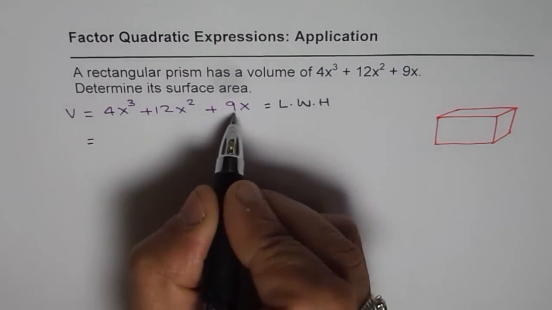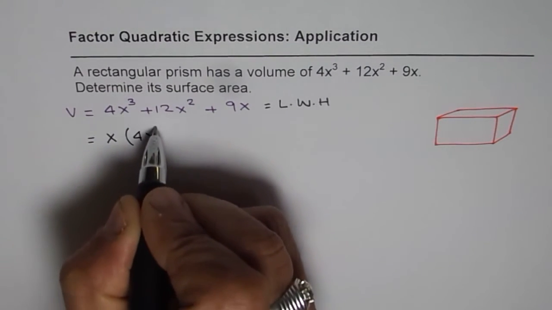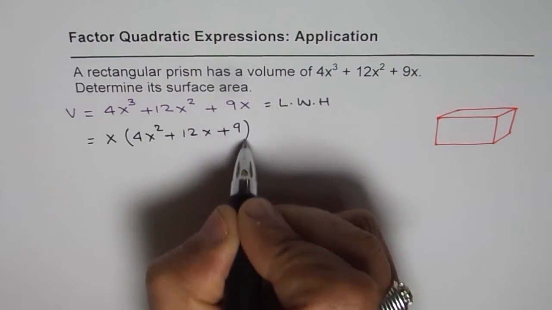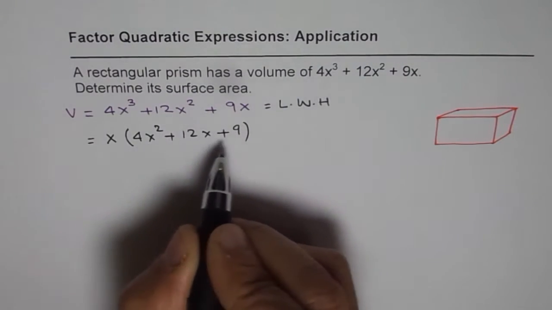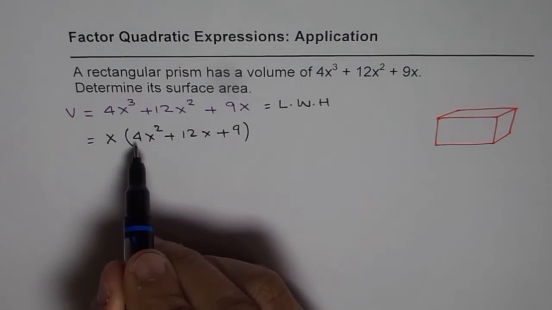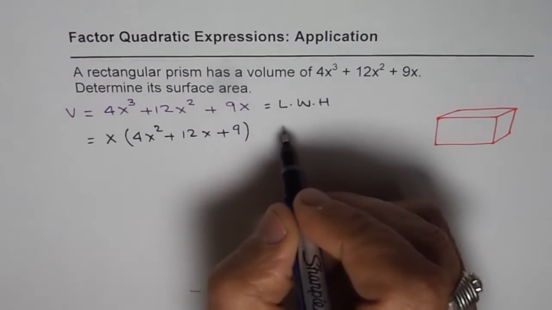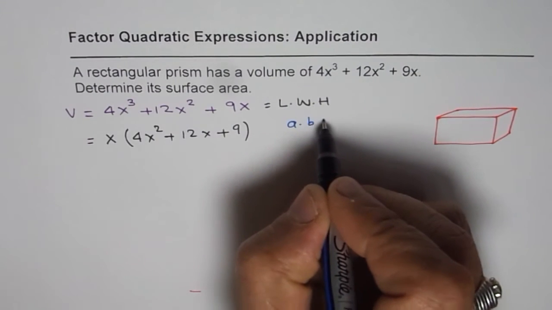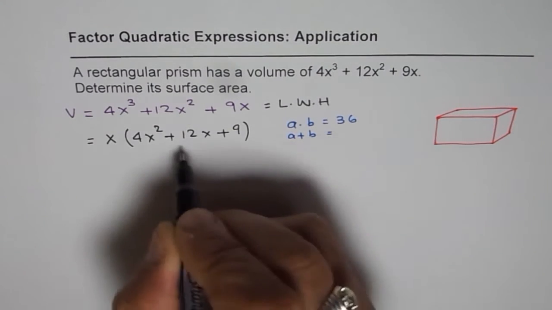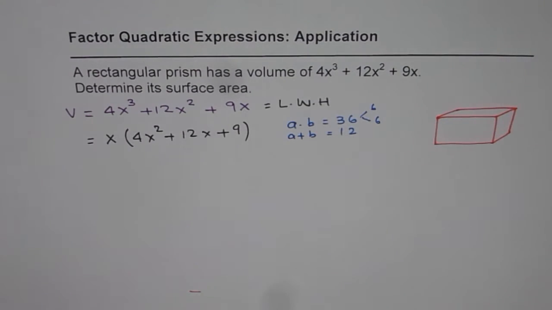So we can take x common first. Then we get 4x squared plus 12x plus 9. Now we need to factor this quadratic function. Here we are looking for a product of 4 times 9, which is 36. So we need two numbers whose product is 36, and when you add them up you should get 12. So the two numbers are 6 and 6, right? That is one way of looking into it.